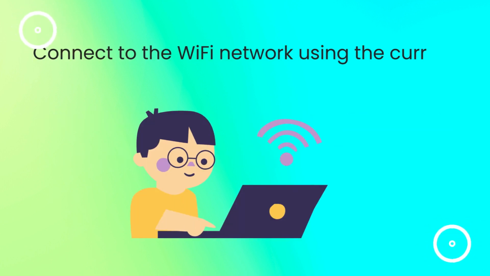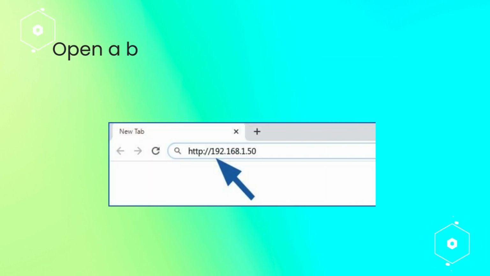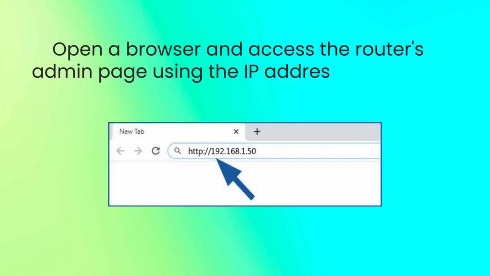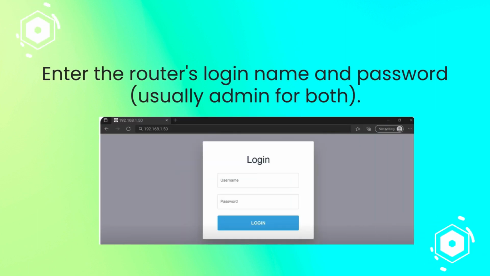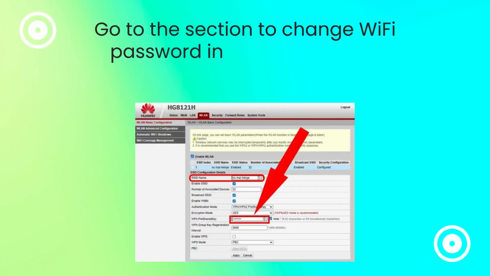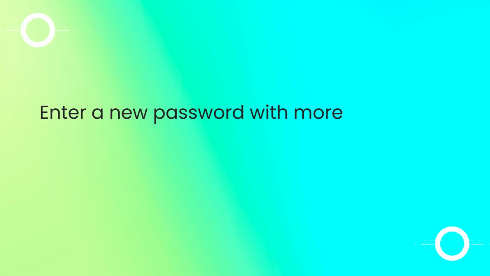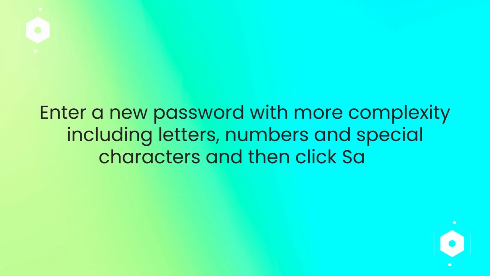Connect to the Wi-Fi network using the current network name and password. Open a browser and access the router's admin page using the IP address 192.168.1.50. Enter the router's login name and password, usually admin for both. Go to the section to change Wi-Fi password in the Wi-Fi network management and security section. Enter a new password with more complexity, including letters, numbers, and special characters, and then click Save.